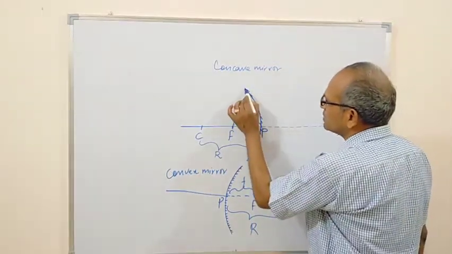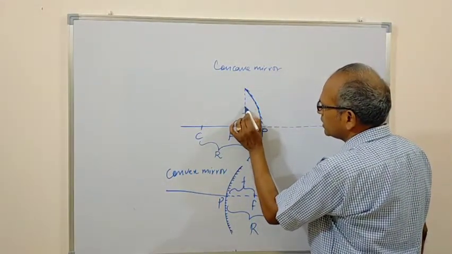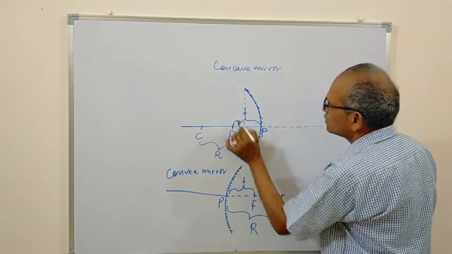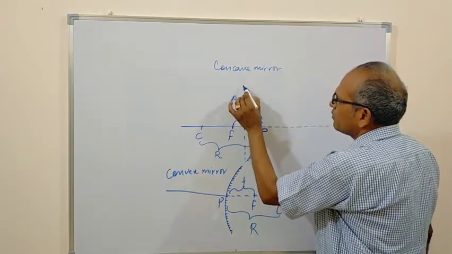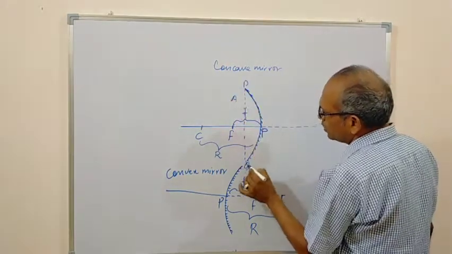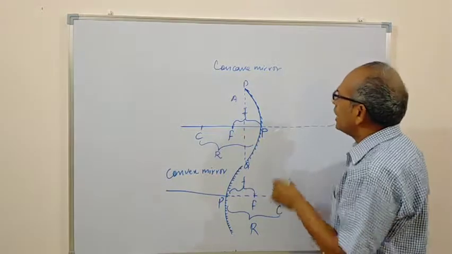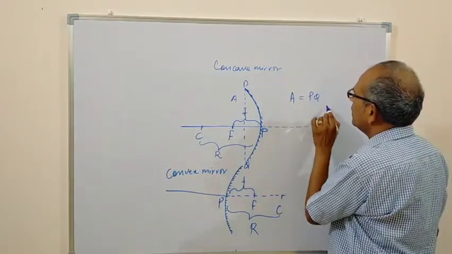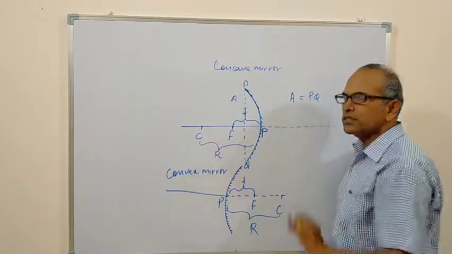For concave mirror and convex mirror, if I have to show the aperture, what is that aperture here? I draw a dotted line. This point, this length, let's say from this is P and Q. So PQ is the aperture. Here A is equal to PQ, and this is called the aperture.